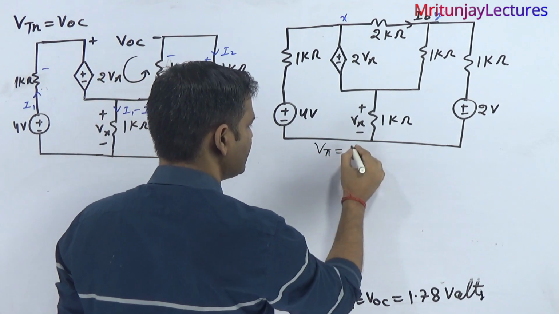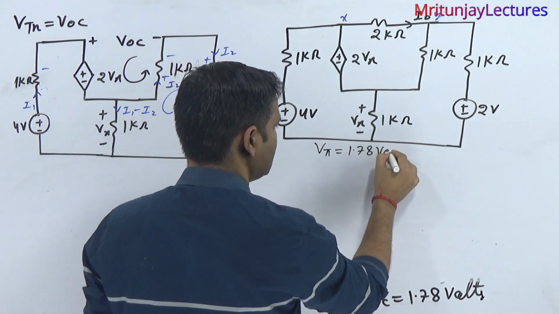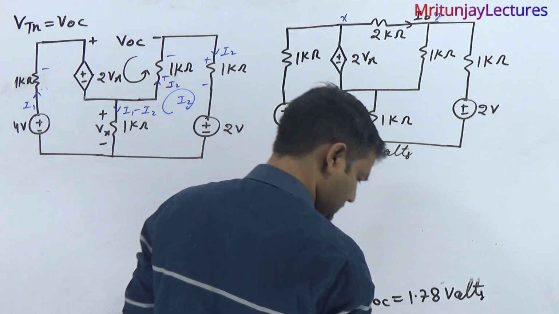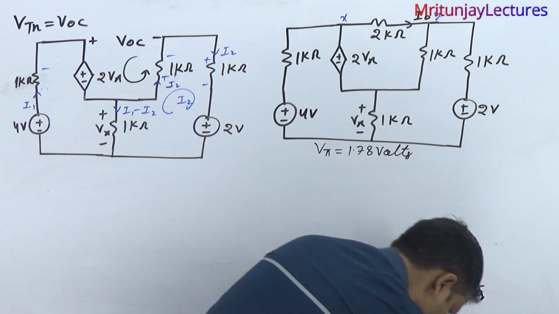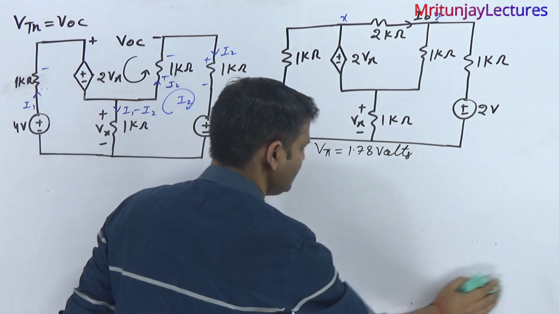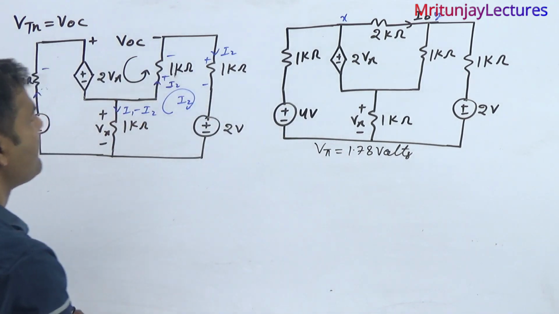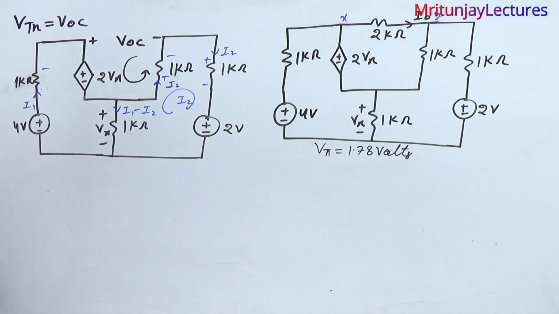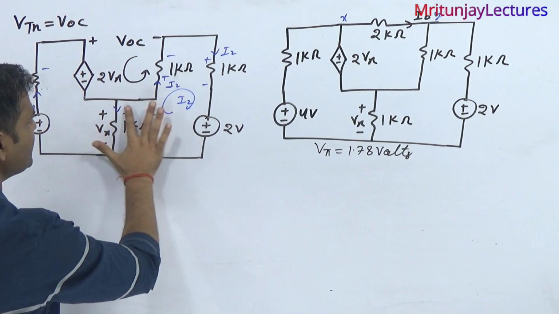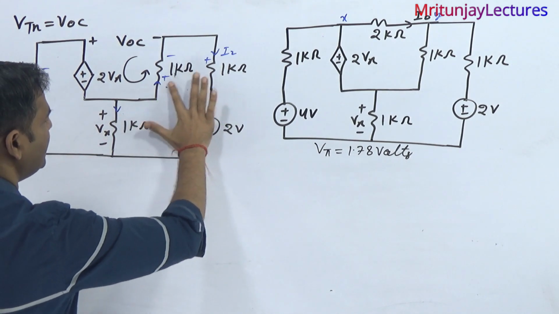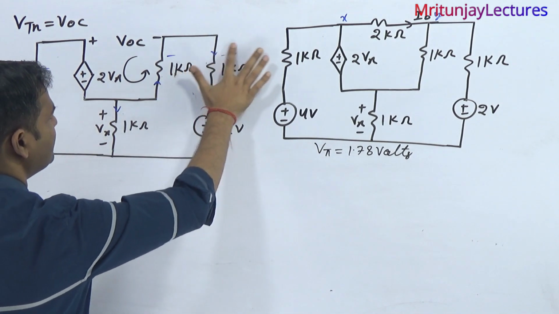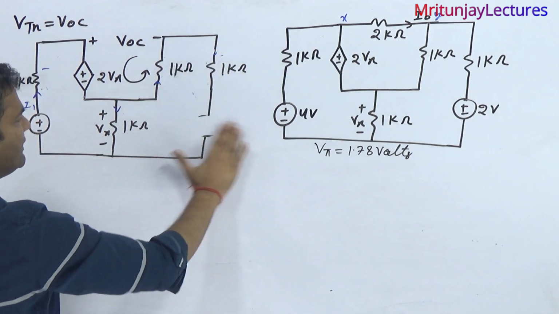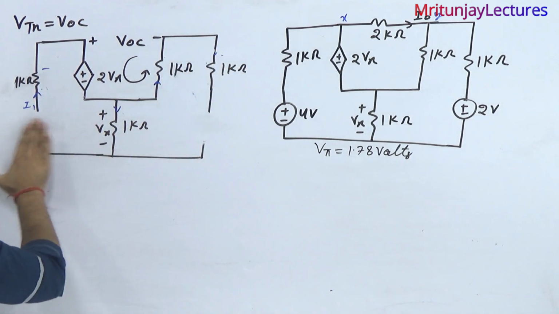Now VTH is 1.78 volt. Okay, so next target is our motto, determine RTH. So how can we determine it? All independent sources are reduced to 0. First of all, independent source reduced to 0 means the voltage source is short circuited and this voltage source is also short circuited.